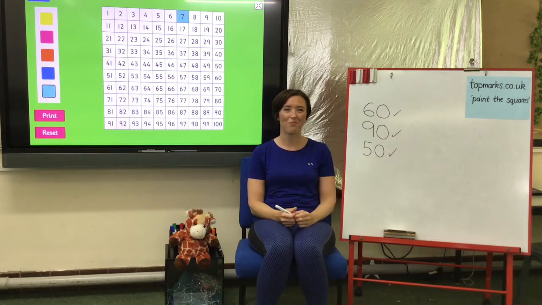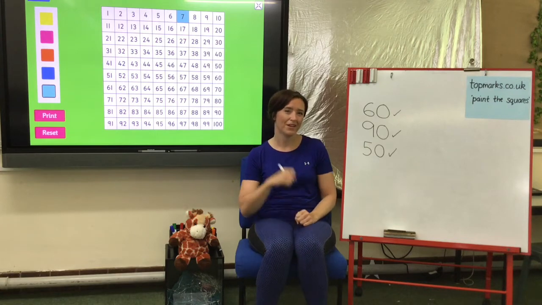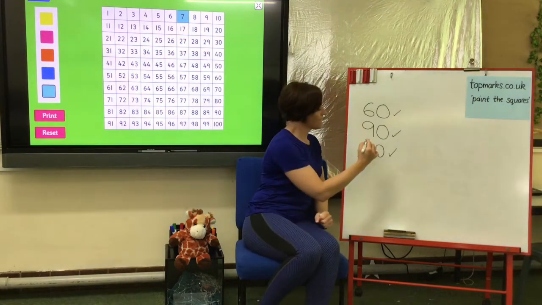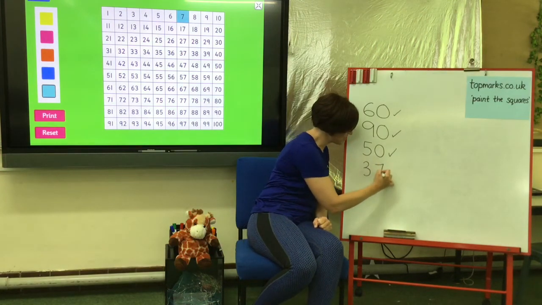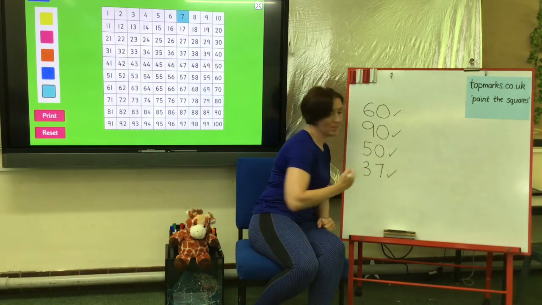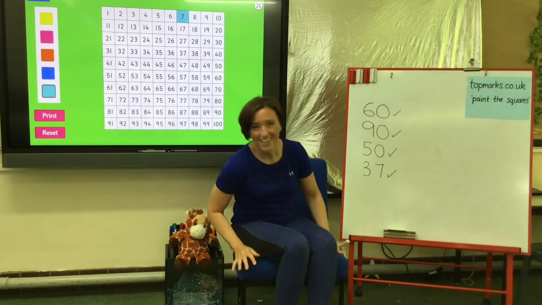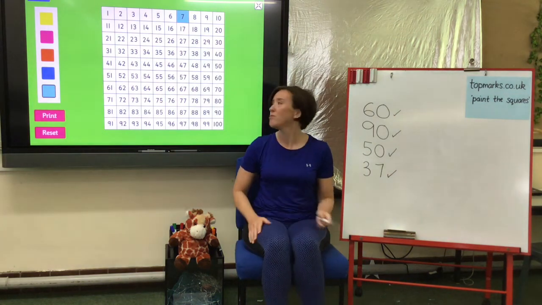Okay, you write down where I was. What did I get up to? Okay, what was my answer? 37. Super duper. Well done, give yourself a tick if you got that right. It's a great job. Okay, we'll do one more.